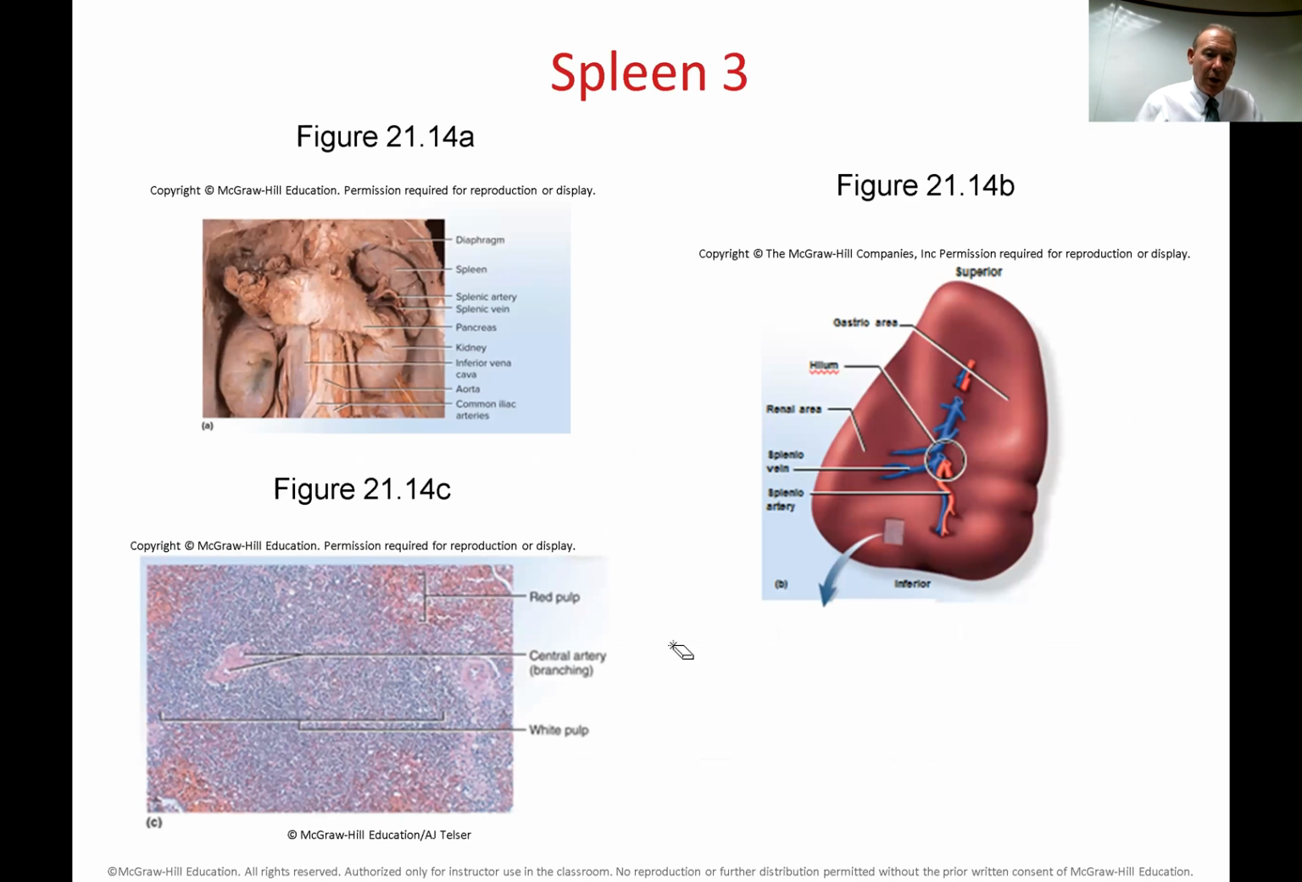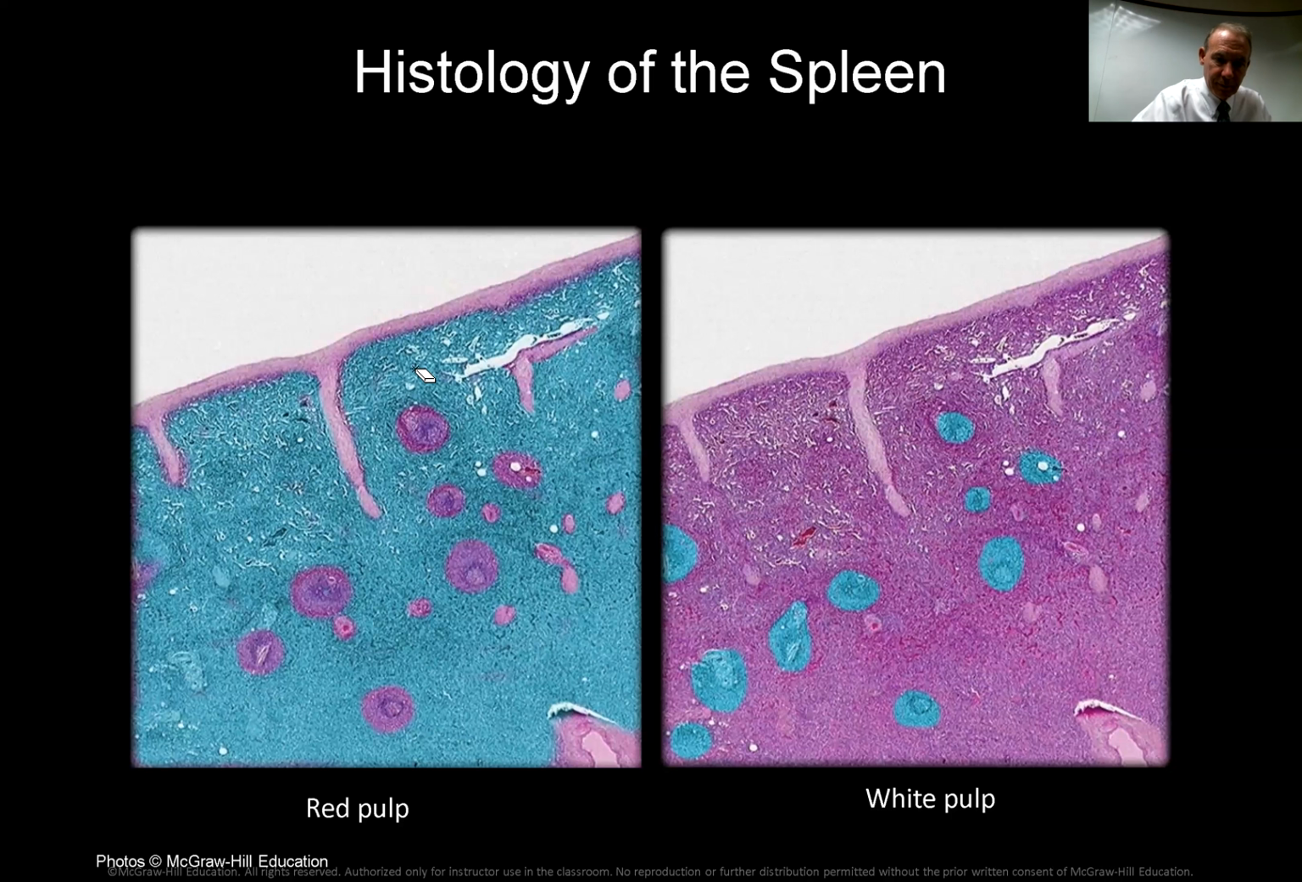Okay. So we're looking at the spleen here, right kidney, left kidney, and here's the spleen. There are areas in the spleen called red pulp, and that's marked in all this teal color. And then there's white pulp, teal colored on the right side of your screen.